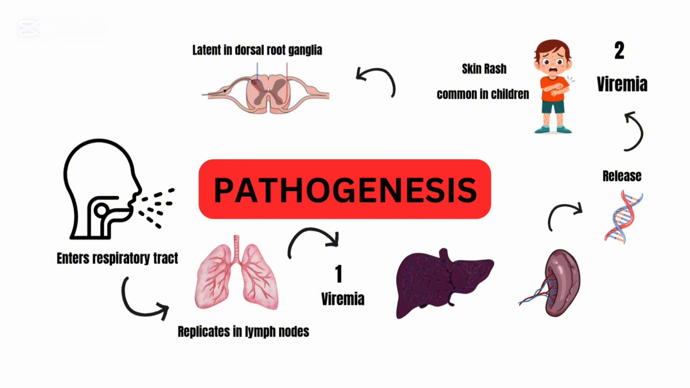The virus is then released to the body to cause secondary viremia characterized by skin rash called chickenpox. This condition is very common in children. Once the rash has subsided, the virus travels to the dorsal root ganglia where it remains latent for several decades. You can clearly understand the pathogenesis of VZV infection by the animation shown above in the video.